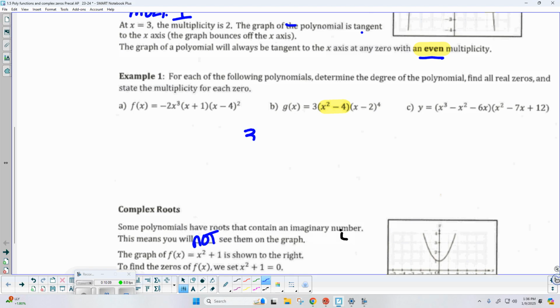So this is going to be 3. The x squared minus 4, I'm going to get conjugates. So that's going to be an x plus 2, an x minus 2, and then we have the x minus 2 quantity to the 4th. Well, does anybody notice it? Could I rewrite this expression like this?